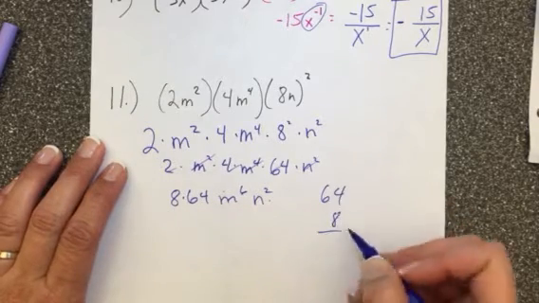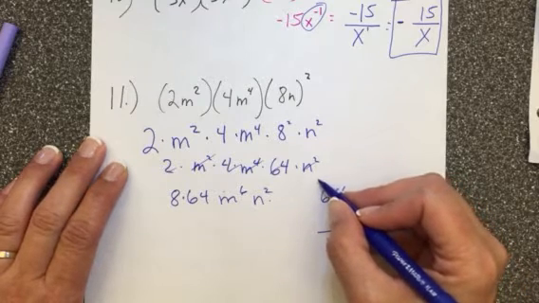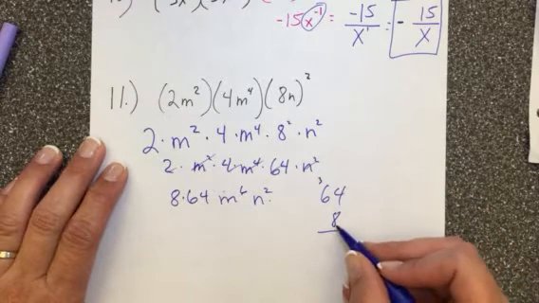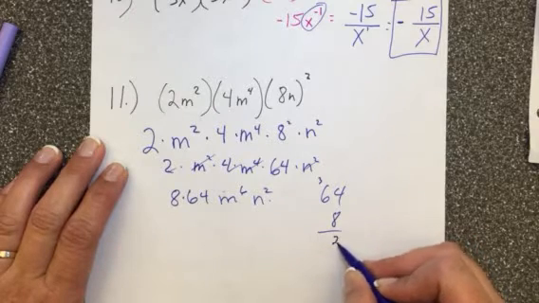64 times 8. What is 64 times 8, James? I'm asking you because I'm on a video.